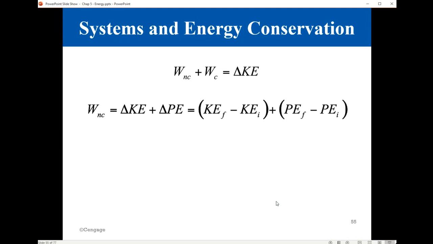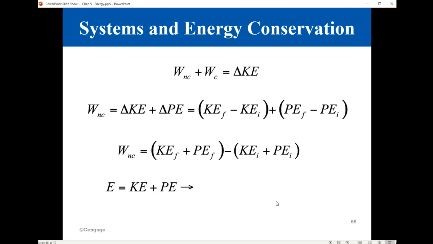If there is a change in potential energy, then we have to include that in the equation when we calculate the total work. So the total work against non-conservative force is equal to the change in the mechanical energy, the final mechanical energy minus the initial mechanical energy. The final mechanical energy has kinetic plus potential terms. The initial mechanical energy has kinetic plus potential energy terms.